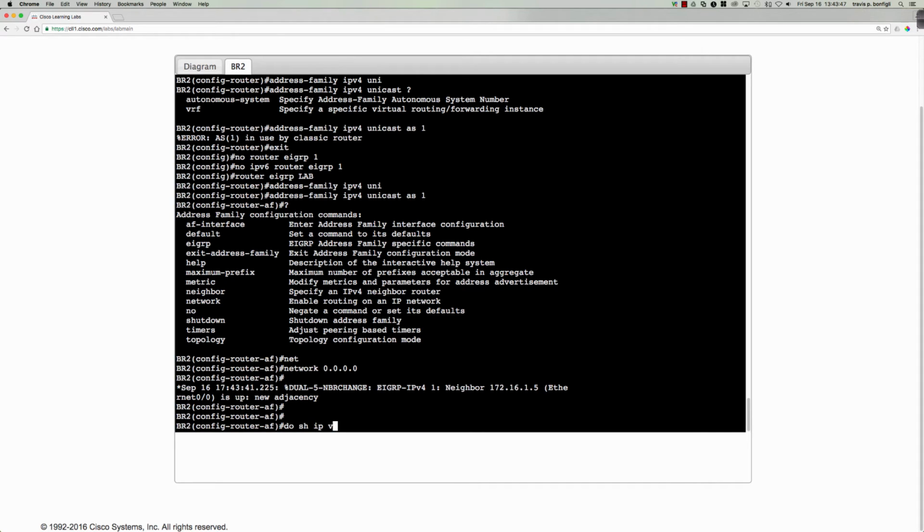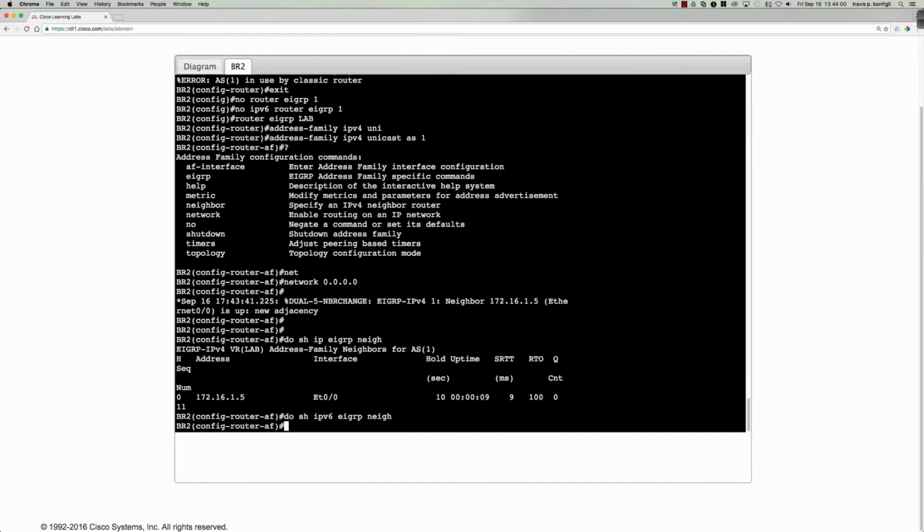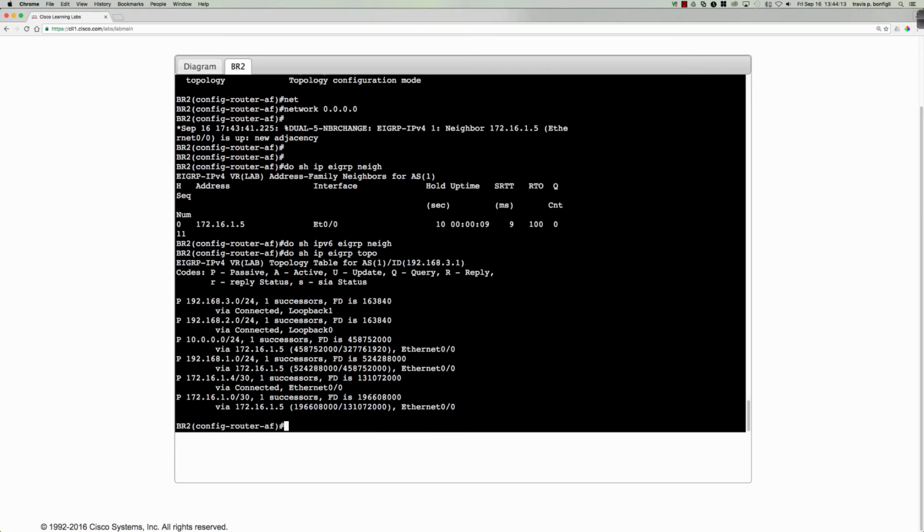So I say do show IP EIGRP neighbors, and there is the neighbor relationship. But what if I say do show IPv6, IPv6 EIGRP neighbors? So nothing with IPv6 yet because we haven't gone into the IPv6 address family. What does the topology table look like? Do show IP EIGRP topo.